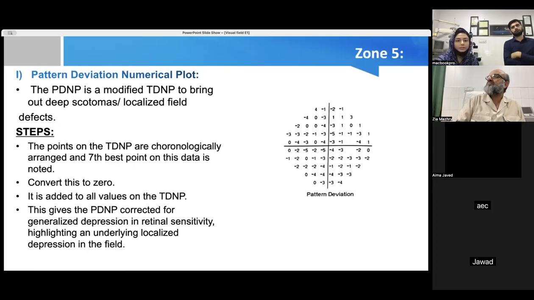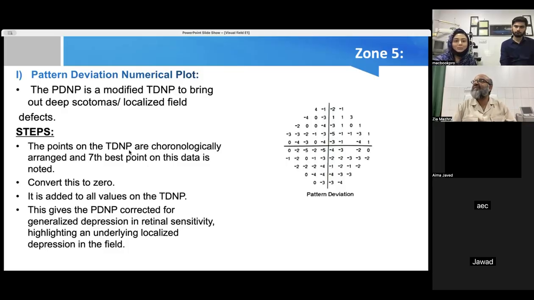Zone 5 is the pattern deviation numerical plot and pattern deviation probability plot. The pattern deviation numerical plot is a modified version of the total deviation numerical plot to bring out deep scotomas and localized field defects. Sir, I will explain.